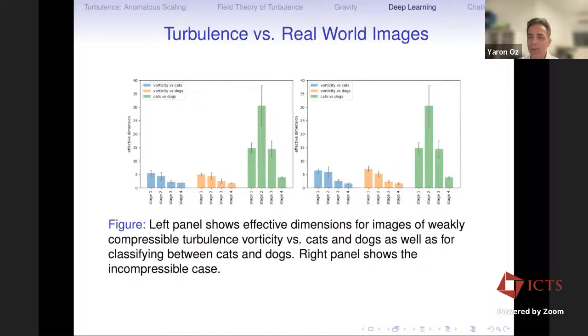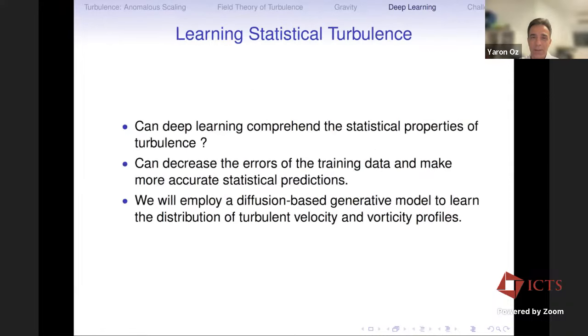And we also identified which thing it was using. It was using basically the two-point function. And the way we found it is we cheated it. We gave it a noise, which has exactly the two-point function of turbulence, and it thought that it's turbulence. Okay, and the last thing that I want to tell you is the following.